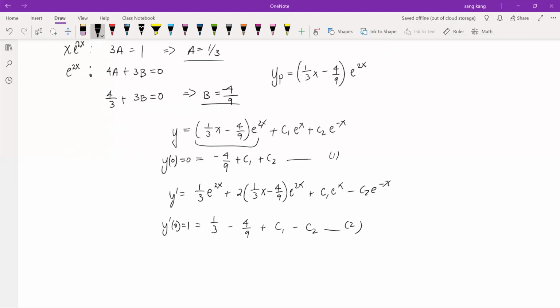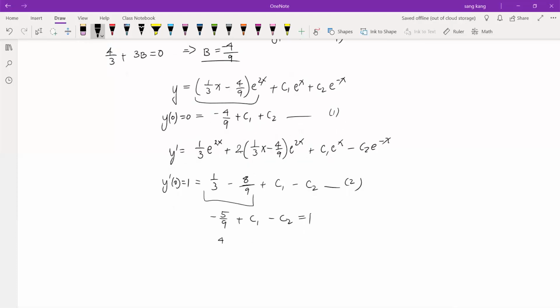So if we combine these two together, oh, I forgot the 2. I forgot to multiply the 2. So if I multiply the 2, we should have 8/9 here, right? So those two together will give me negative 5/9 plus c1 minus c2. This equals 1. And then let's see, we have negative 4/9 plus c1 plus c2 equals 0.